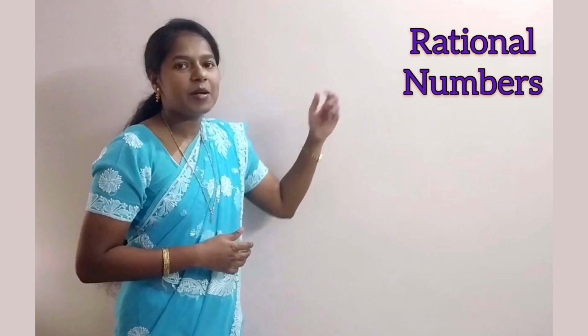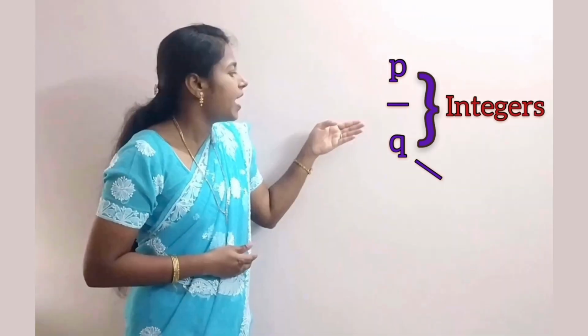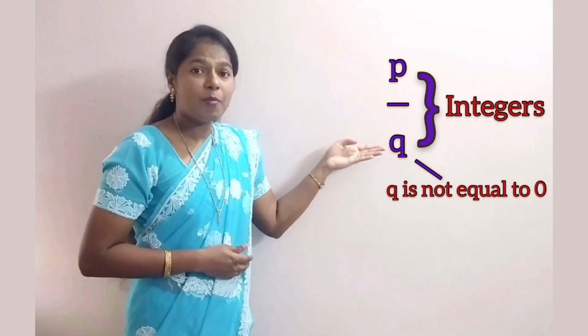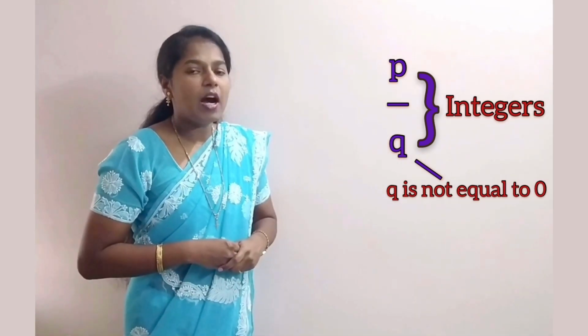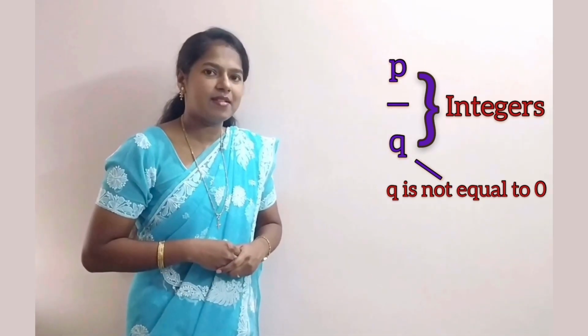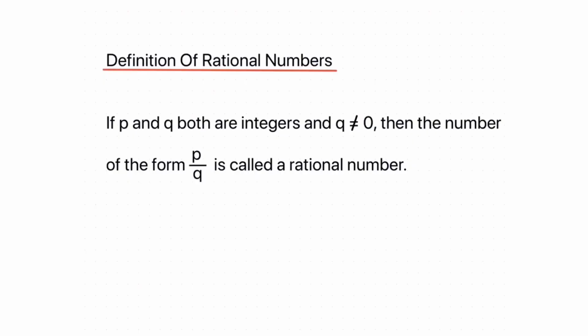Now, in this video, we are going to learn about the next classification of numbers, that is rational numbers. All the numbers of the form p by q, where p and q are integers and q is not equal to 0, are called rational numbers. Let us now look at the definition of rational numbers. If p and q both are integers and q not equal to 0, then the number of the form p by q is called a rational number.